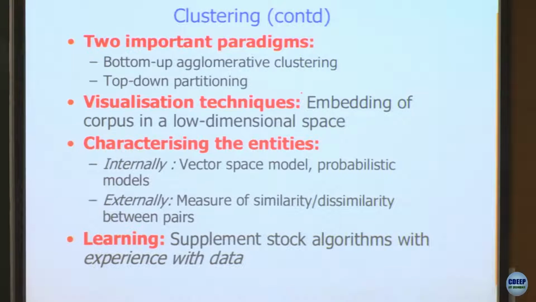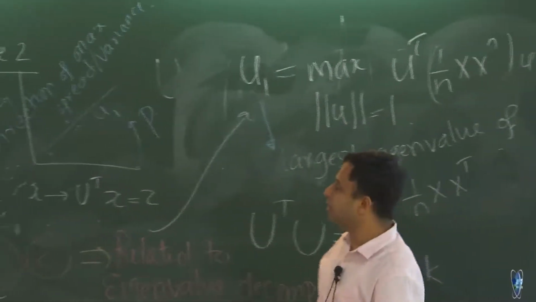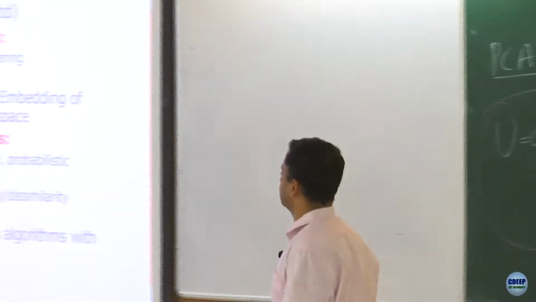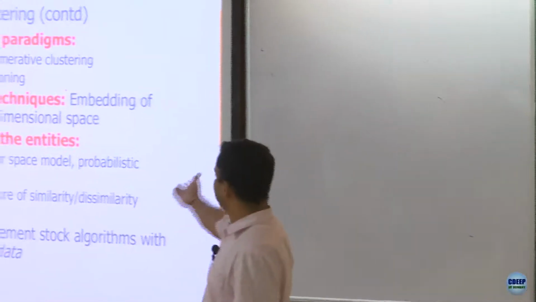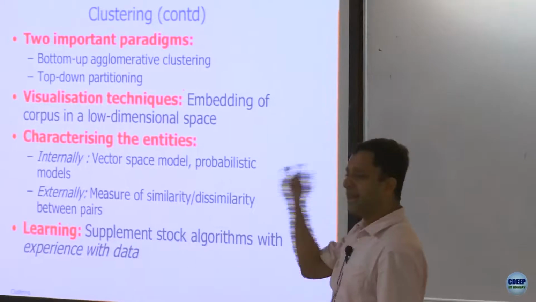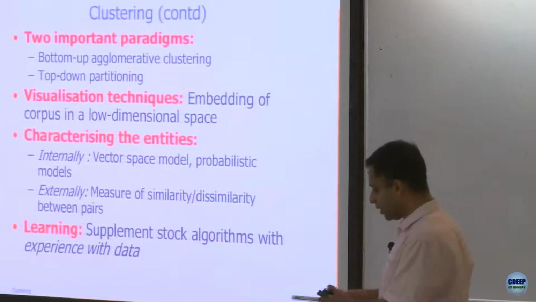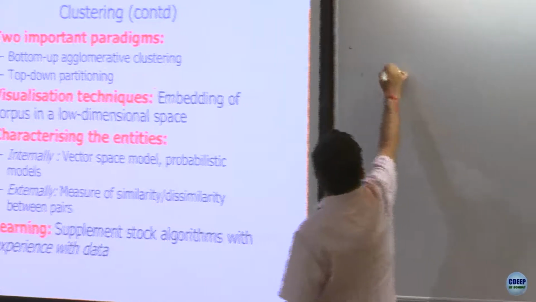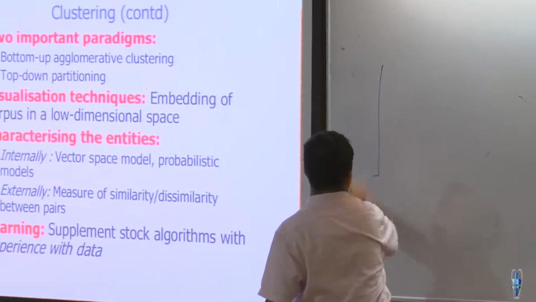So clustering, how do you cluster? Now there are multiple ways you can cluster. You can do bottom up or top down clustering. You can cluster for visualization, like PCA was also helpful in visualization. Now you can also characterize the entities. What are you trying to cluster? So you can look at, for example, similarity, dissimilarity between pairs of examples to cluster. So let's try and understand some of these points.